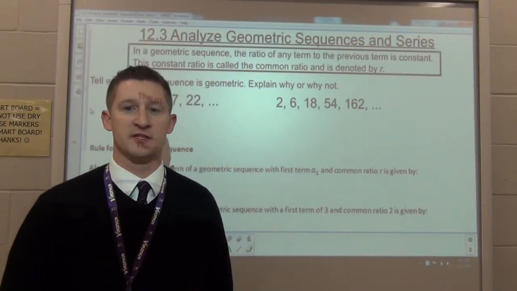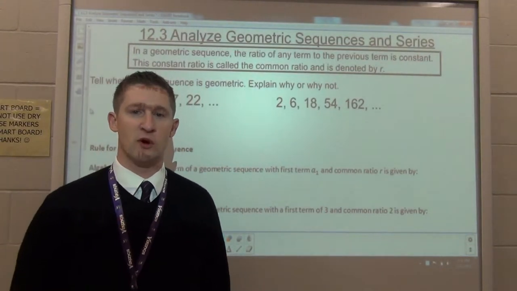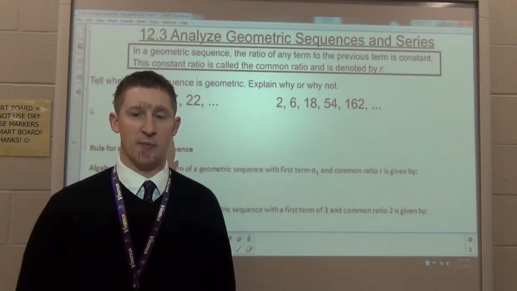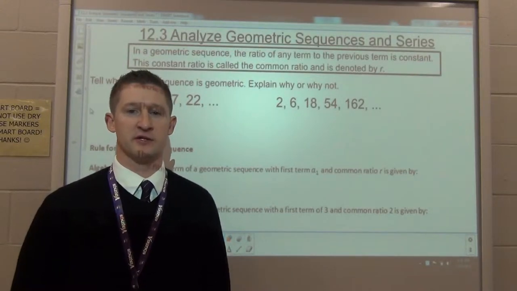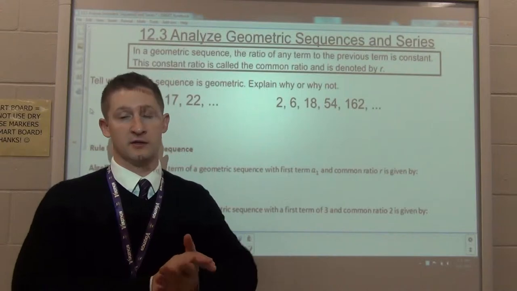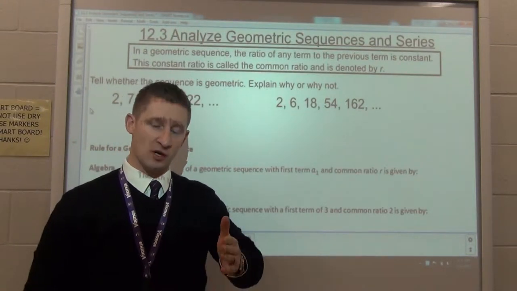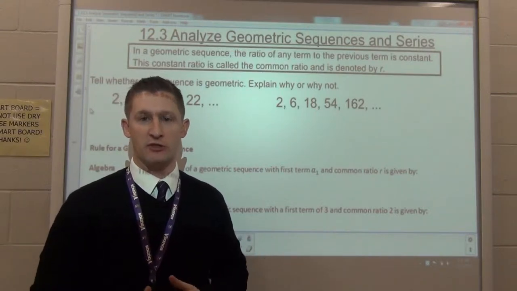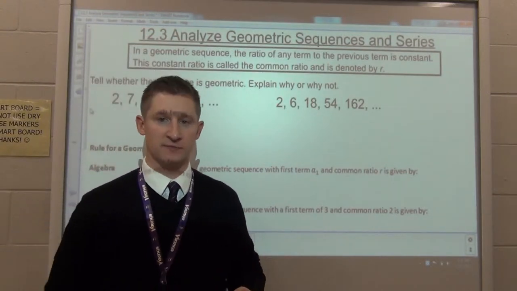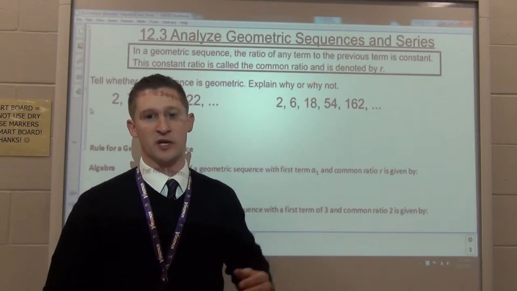Algebra 2 students, this is part 1 of lesson 12.3 where we are going to learn about geometric sequences and series. In the first lesson we did yesterday, we were learning about patterns where we kept adding the same thing over and over and over again. We called those an arithmetic sequence or an arithmetic series, and there was a common difference in between each term.